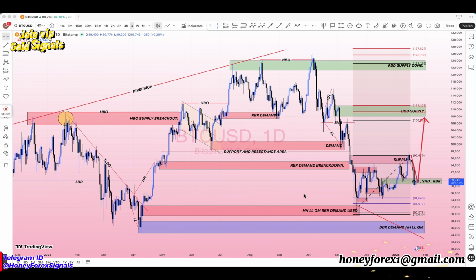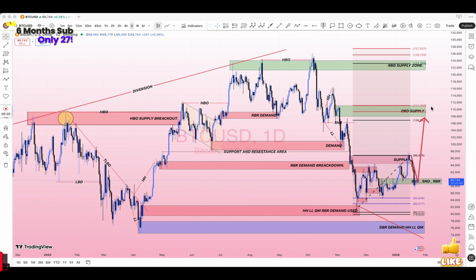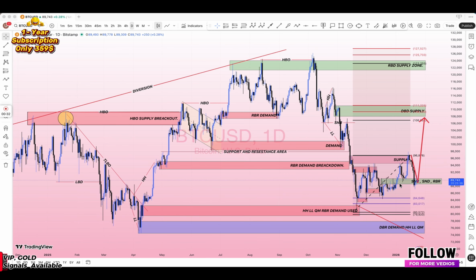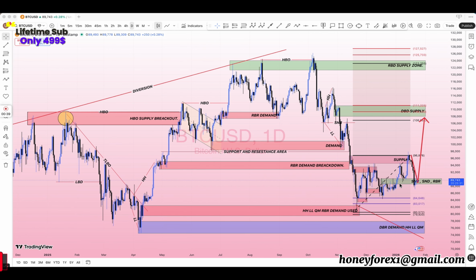This is our daily chart of BTCUSD. In the previous video, we told you about this area. Market can retest this area and will go up. In the previous week, market reached our SND area, and this is our strong base, a demand zone and SNR. Now we need more confirmation for buy.